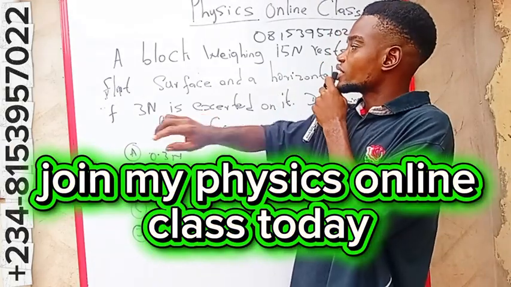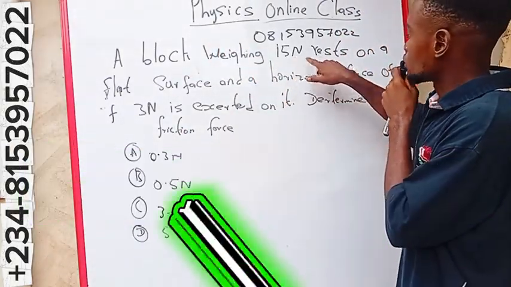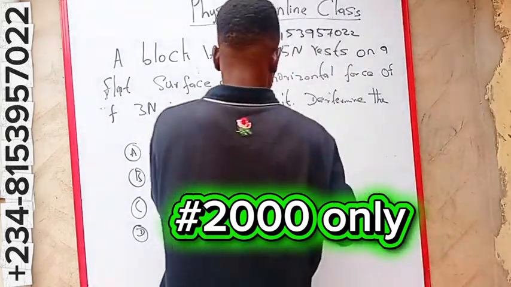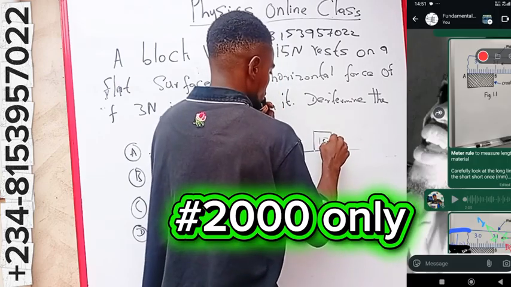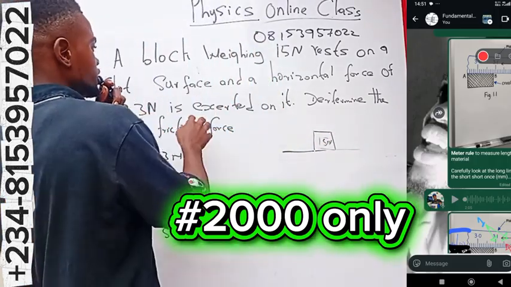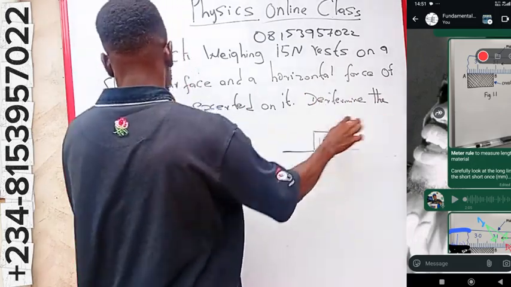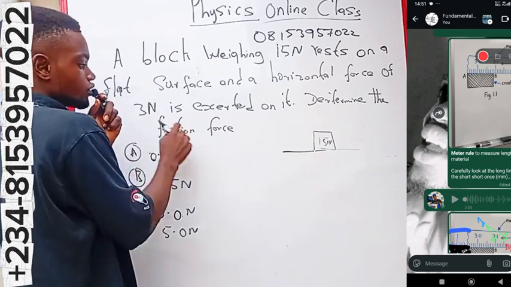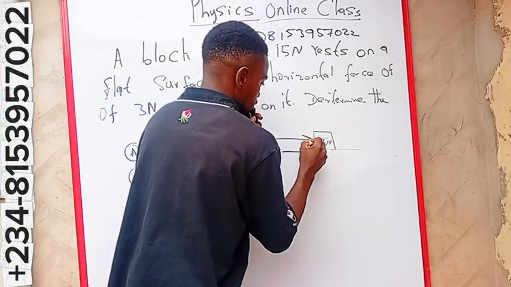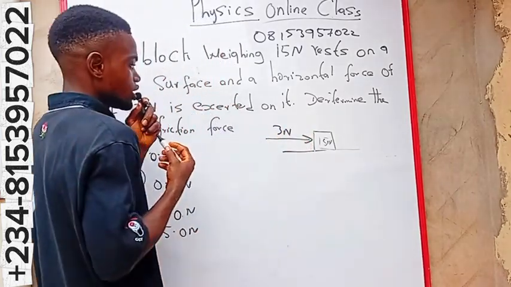Pay attention. This question says a block weighing 15 newton rests on a flat surface. So this is a flat surface. We have a body weighing 15 newton. Now what happened? It says that a horizontal force of 3 newton is exerted on it. So the force is horizontal in this form and the value is 3 newton on it.